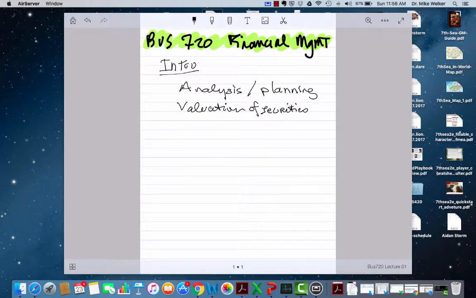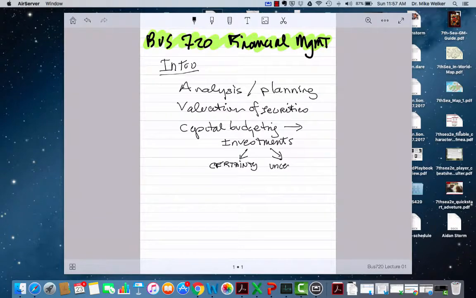We're also going to consider capital budgeting. This is the decision-making process related to what should I invest in? What kind of project should I put in place? We'll consider investments under certainty, and then switch gears and also work on a situation where there is uncertainty.